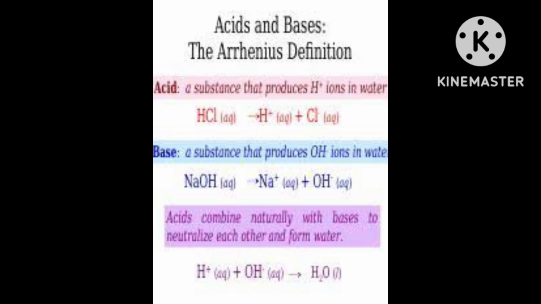A base will donate a pair of electrons, and the substances which accept a pair of electrons are the acid, and the species which donate a pair of electrons are the base. Now you can see an example. A typical example is the reaction of an electron deficient species like BF3, boron trifluoride, with NH3.